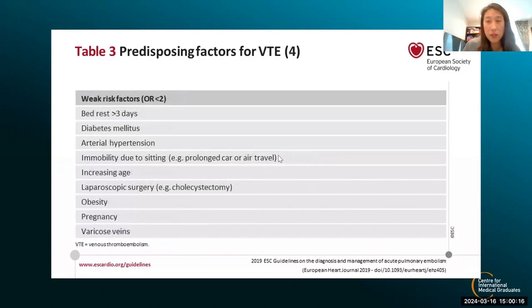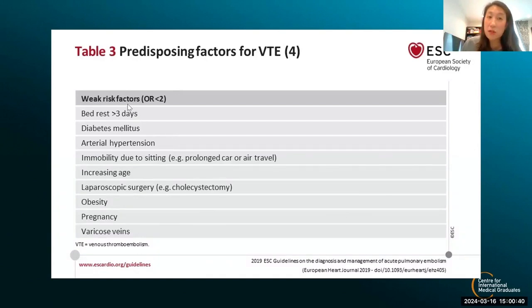Okay. Weak risk factors. I don't know if anyone mentioned long travel or bed rest and immobility due to sitting. It is important to ask travel history, don't get me wrong, but it's actually a weak risk factor, ironically. Everyone will jump straight on the travel, but there are actually stronger risk factors. So I just wanted to bring that to your attention.